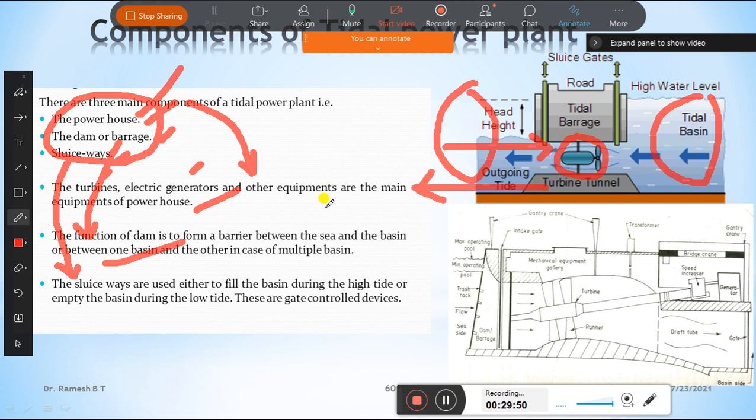And come to the first thing, that is the powerhouse. It includes the dam or a barrage. If you go one by one, the first component is the dam or barrage. The dam and the barrage are two common words, and they are more or less the same. The barrage has been suggested as a more accurate term in the tidal power plant.